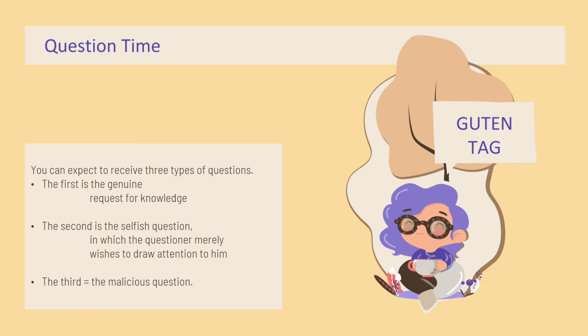Question time. You can expect to receive three types of questions. The first is the genuine request for knowledge, which should cause you no difficulties if you are adequately prepared. The second is the selfish question, in which the questioner merely wishes to draw attention to him or herself and elicit wonder at his or her ability to devise such an incisive and cogent question.